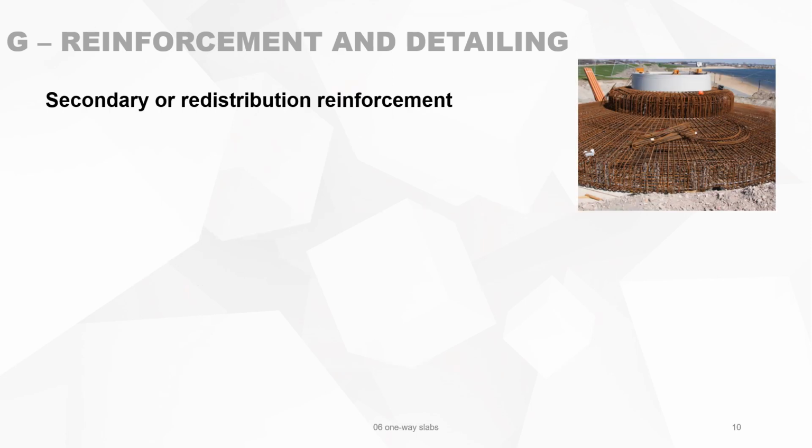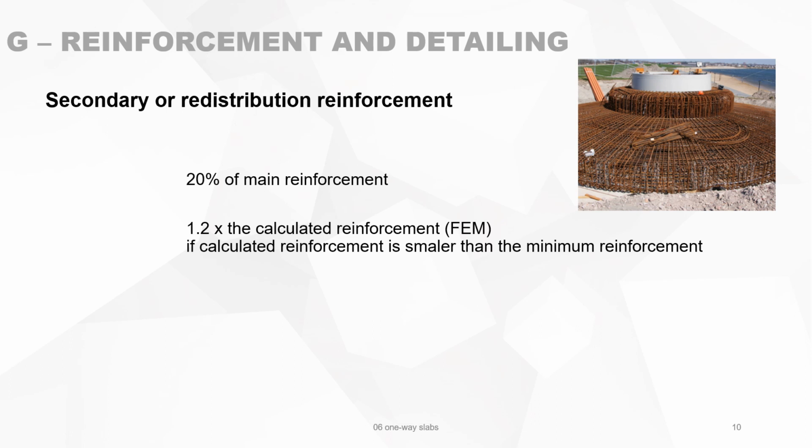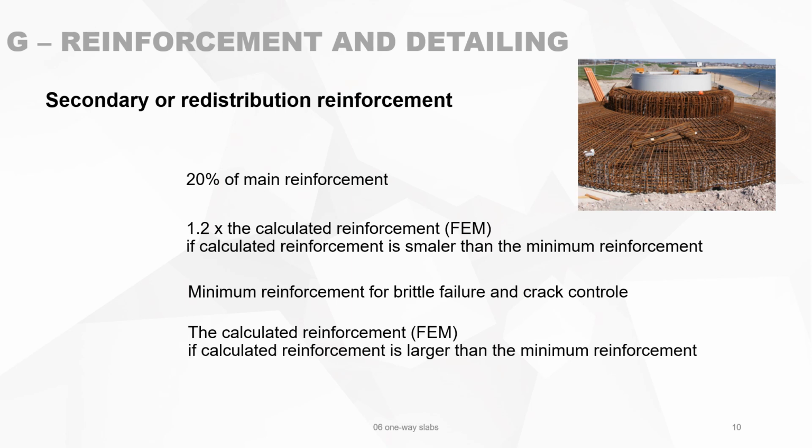For the secondary and redistribution reinforcement, we should take 20% of the main reinforcement, or 1.2 times the calculated reinforcement. If the calculated reinforcement is smaller than the minimum reinforcement, then you take 20% of the calculated reinforcement in a finite element method. It should be greater than the minimum reinforcement for brittle failure and crack control. And of course, you should take the calculated reinforcement, which is obvious, if the calculated reinforcement is larger than the minimum reinforcement.